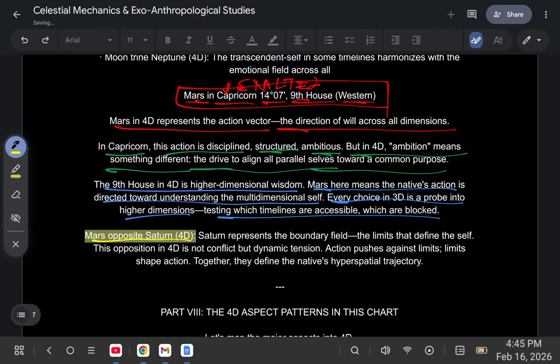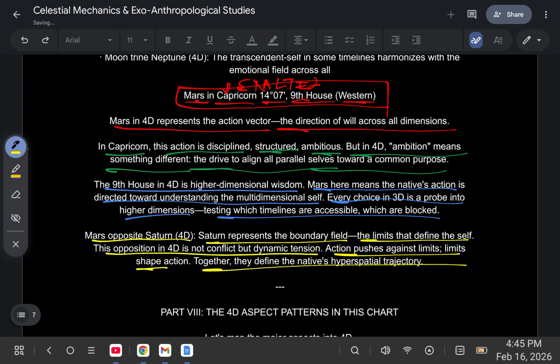Mars opposite Saturn in 4D. Saturn represents the boundary field, the limits that define the self. This opposition in 4D is not conflict but dynamic tension. Action pushes against limits. Limits shape action. Together they define the native's hyperspatial trajectory.